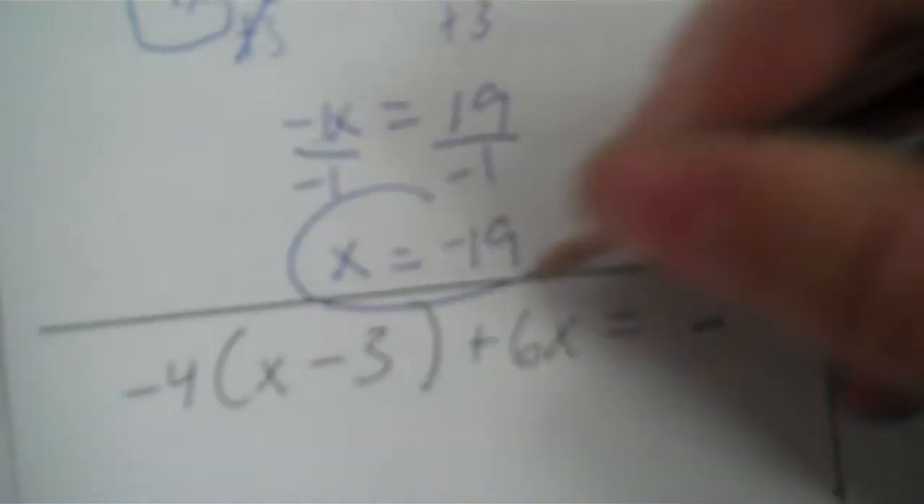Negative 19. Okay. Next, I've circled the equal sign. There it is. I've made sure all my letters have a number in front. That would need a 1. That has a 6. Fix any subtraction signs, so plus negative.